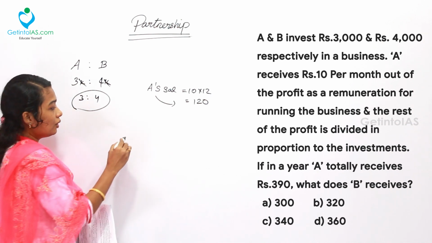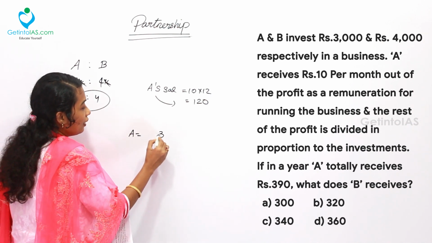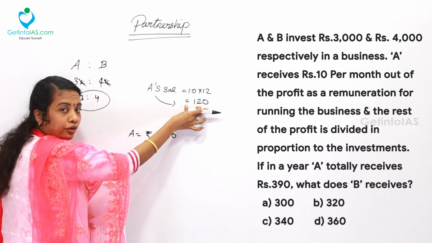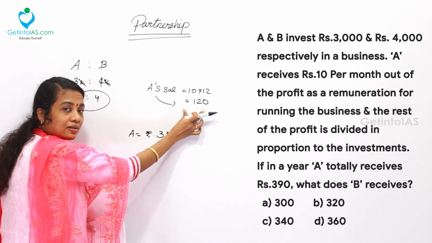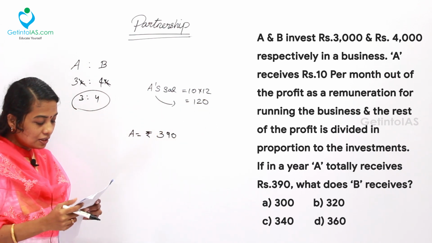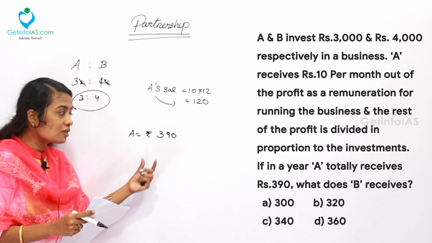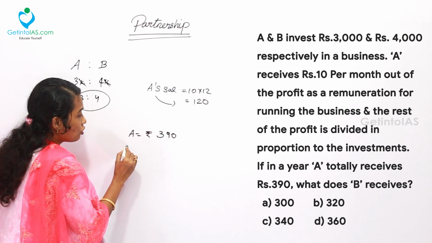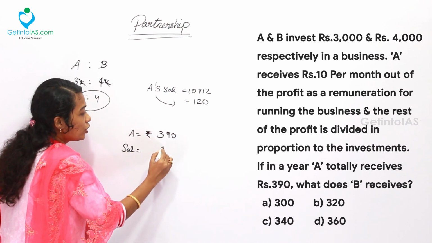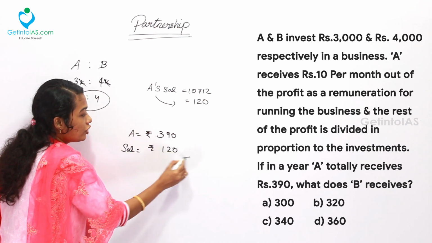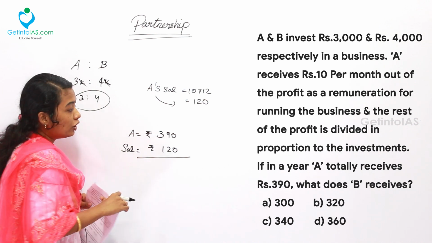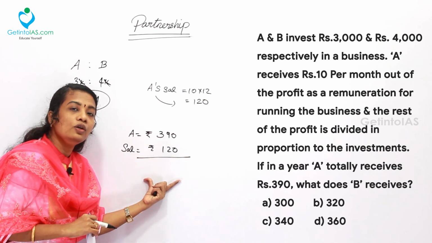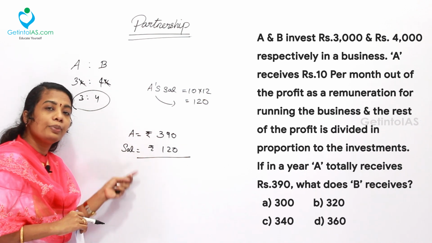Totally A is receiving rupees 390. From that you will have to reduce the 120 because it is salary. The last statement states that 390 includes the salary, so it is not wrong to subtract it. So the salary, which is 120 rupees, is to be deducted first. If you subtract the salary, you will get the profit received by A.